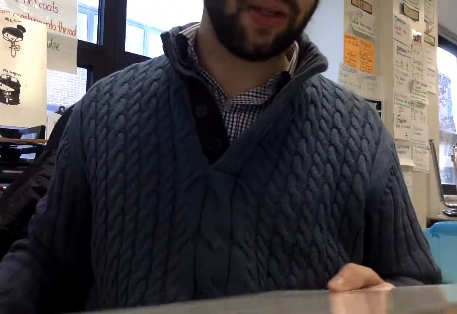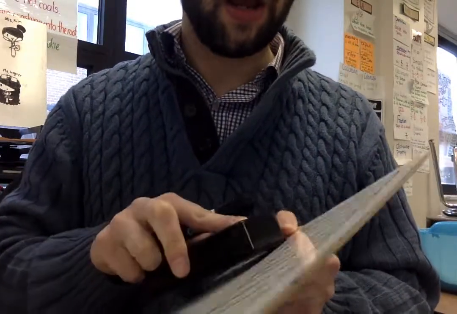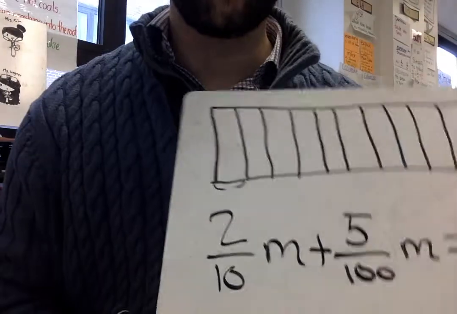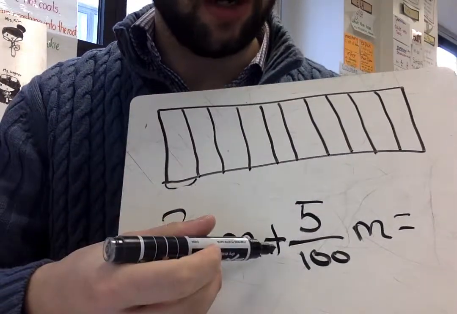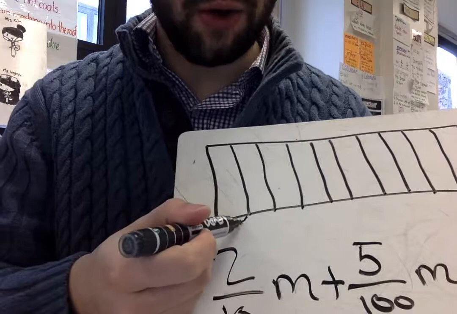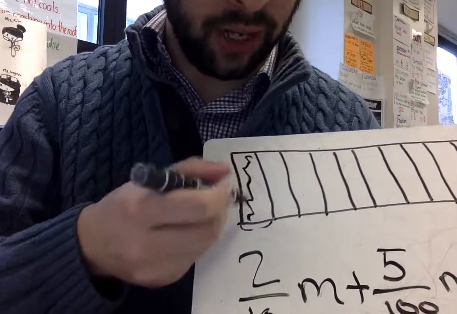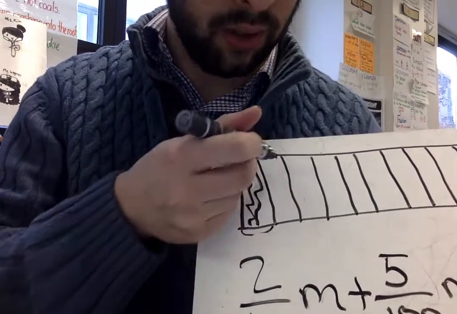So I'm going to erase the second tape diagram. That's one strategy we're going to use today. And I'm going to look at 2/10 of a meter plus 5/100ths of a meter. So what would our answer be if we were adding 2/10 of a meter plus 5/100ths of a meter? Well, I know from before that each of these 10 represents 1/10 of a meter. So I'm going to shade in that 1/10 and a second tenth.